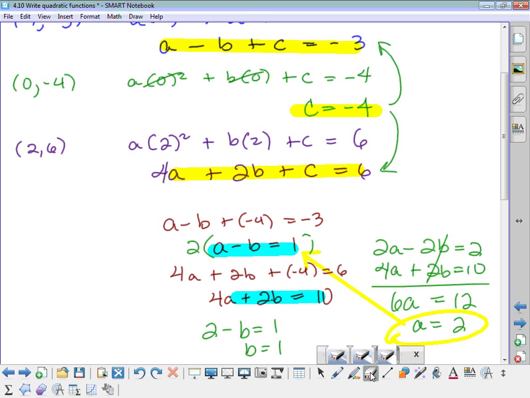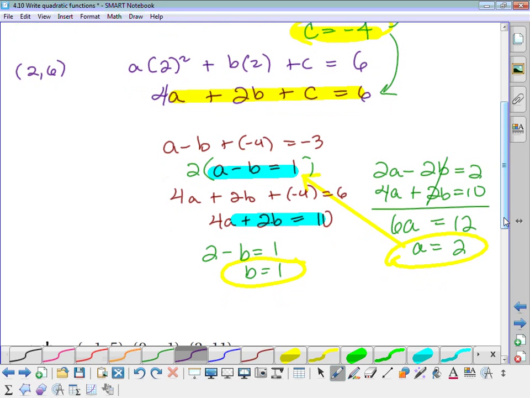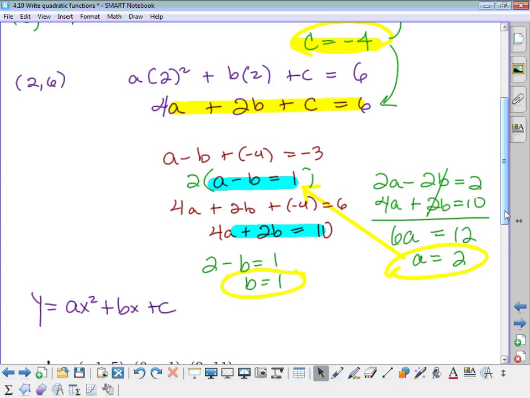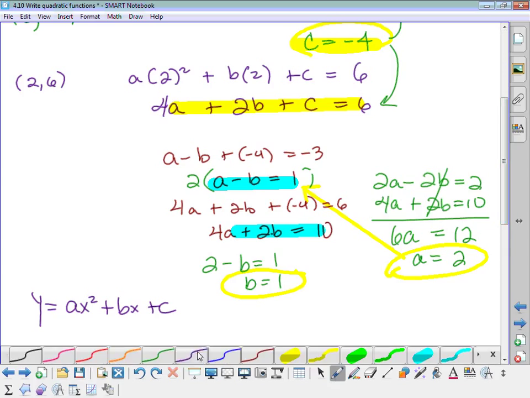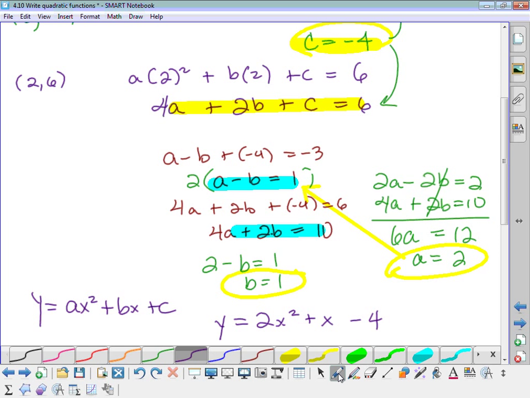Now that I have all three, I can just plug that back into my standard form. So again, the standard form was y equals ax squared plus bx plus c. So when I plug in my a, b, and c, I get that y is equal to 2x squared plus 1x, so that's just x, minus 4. And that is the final answer.